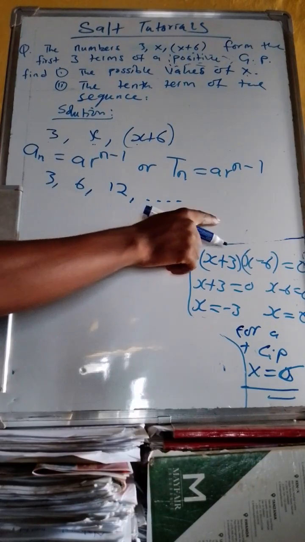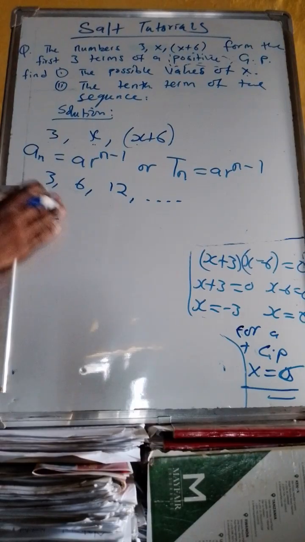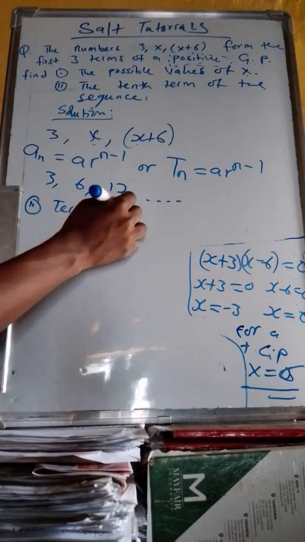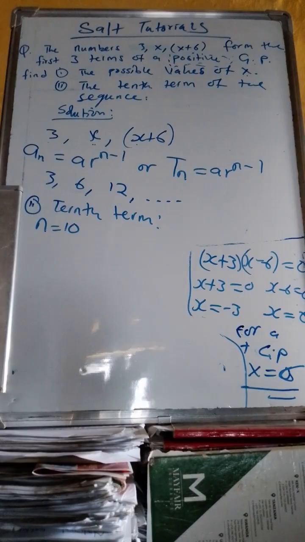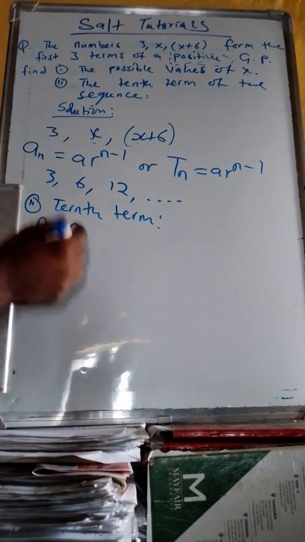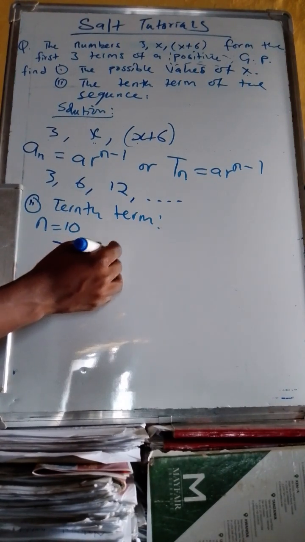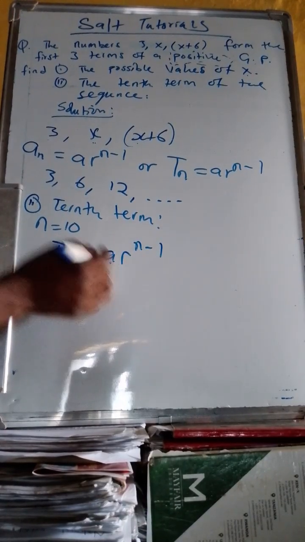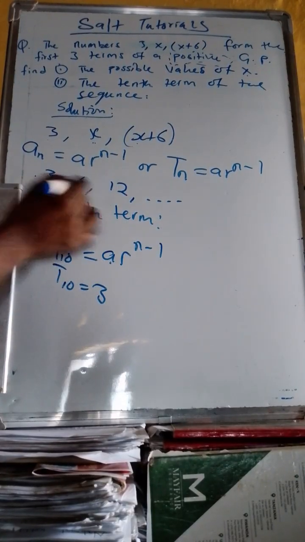We're looking for the 10th term, so T10. If we are looking for the 10th term, it means n is equal to 10. That's what we are looking for there. So if that is the case, I'm going to have T10 equal to a r^(n-1). So T10 will be equal to, a means the first term, which is 3. r means the common ratio, this divided by this, or this divided by this.